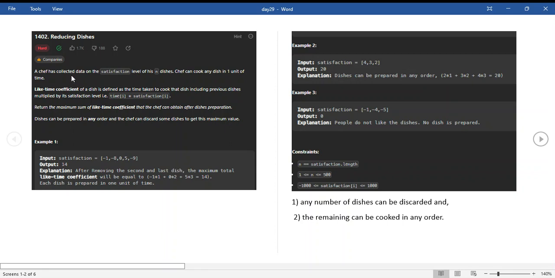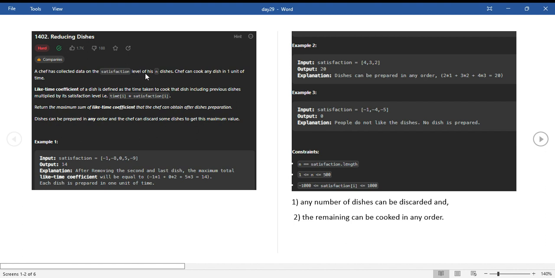This question is about a chef who will be cooking dishes, and the dishes can be cooked in any order. They also need not all be cooked; you can eliminate some of the dishes from cooking. Ultimately, we have to calculate a value named like-time coefficient, and we have to choose dishes such that we can maximize the like-time coefficient. So let us see in detail what it means.